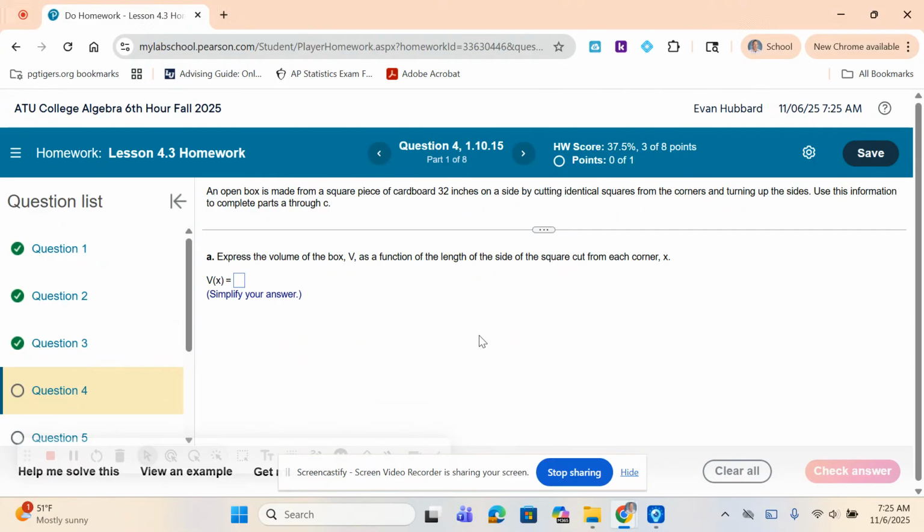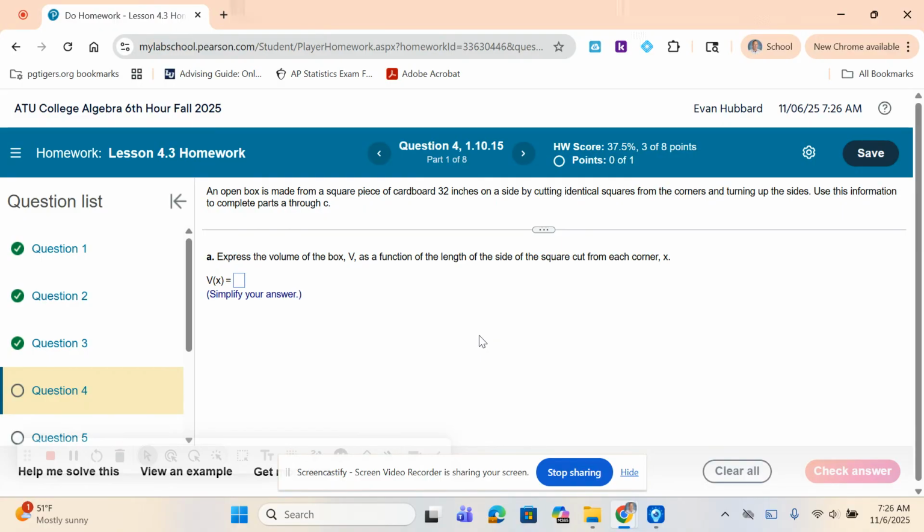All right, question number 4. The open box is made from a square piece of cardboard that's 32 inches on each side. From the corners, turning up the sides, use this information to complete parts A through C. On A, we want to know the volume of the box as a function of the length of the side of the square cut from each corner.